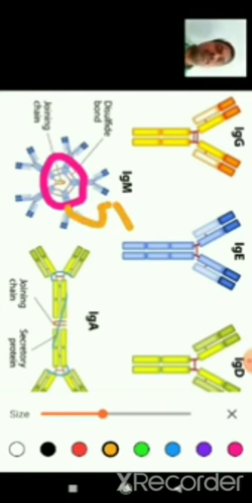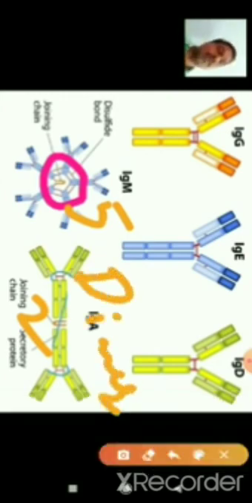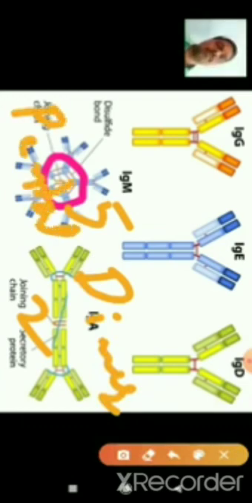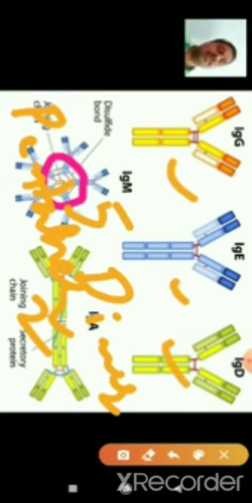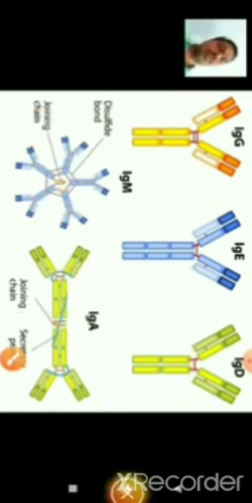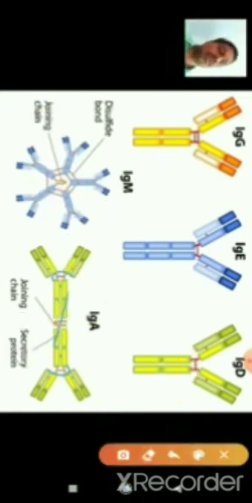It is a big antibody. In IgA, 2 antibodies are together, connected by the joining chain and secretory protein, and we call that a dimer. So this is called a dimer, and this one is called a pentamer. But IgG, IgE and IgD are single structures, so these are called monomers.